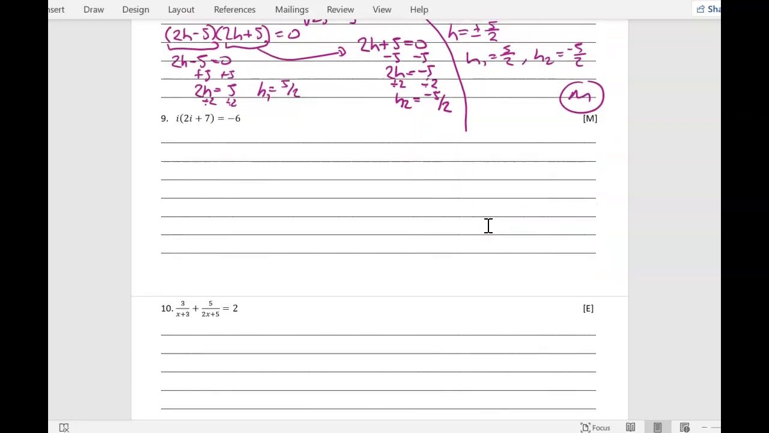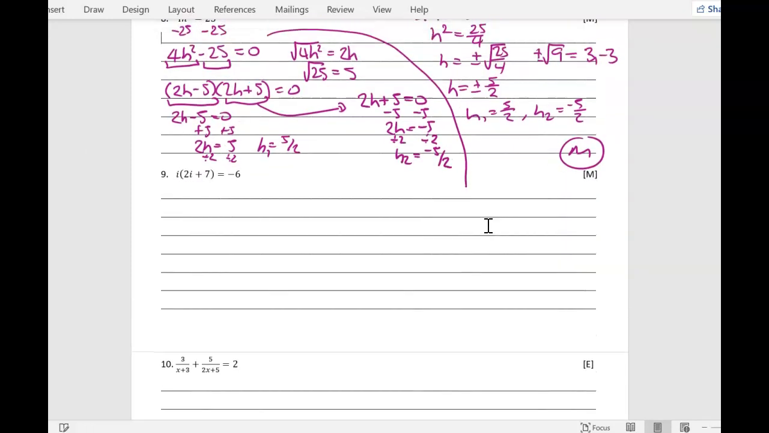Now moving on to question 9. So I guess the observation to make, i times i would be i squared, so it's probably going to be a quadratic. It's already factorized, but it's not equal to 0. So I'm going to have to unfactorize or expand. I'm going to have to move the negative 6 to the other side. So let's expand. 2i times i is going to be 2i squared plus 7i equals negative 6.